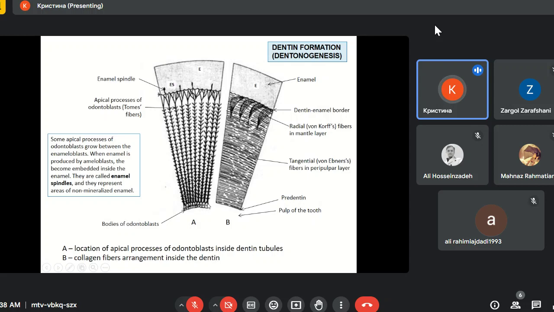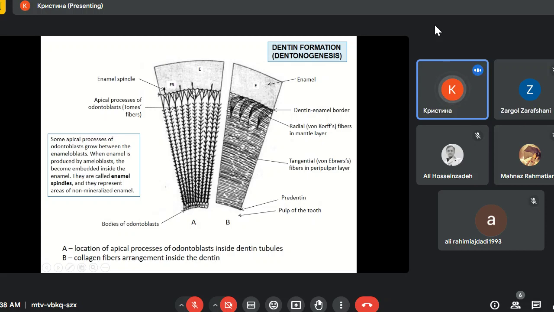So in this picture we see the cell bodies of odontoblasts, and we see their apical processes which go towards the enamel dentin junction. These processes lie within the layer of the dentin inside dentinal tubules, and these processes are branching and interconnecting with each other.